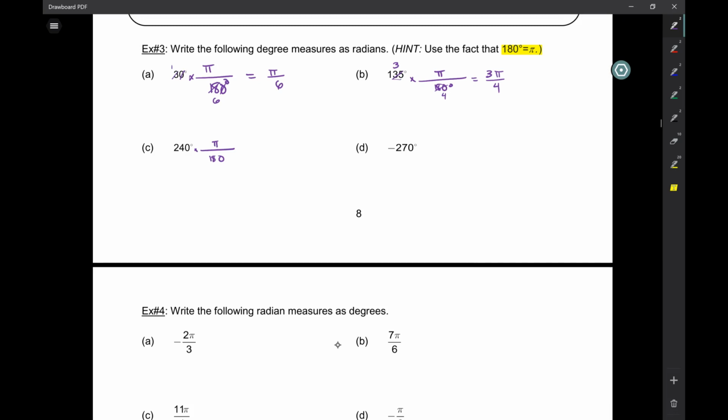So now I need to simplify 240 over 180. And you can cancel an equal number of zeros. So here I get 4 pi over 3.